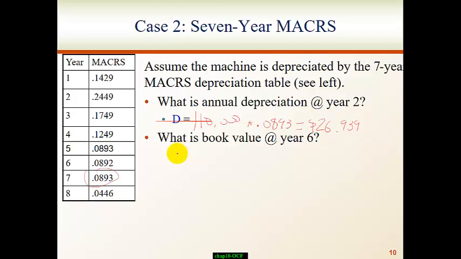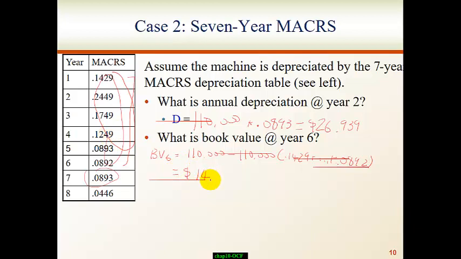What's the book value at year 6? There are 2 ways to do this. The initial number is 110,000, and we take off 6 years. So we're going to add up from 14.29 all the way to year 6, where the last one is 6.92. The total sum of these gives us a book value of 14,729.